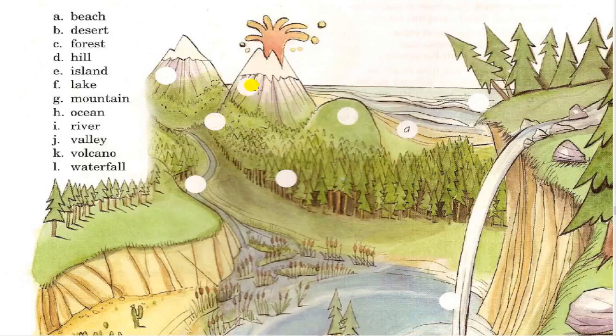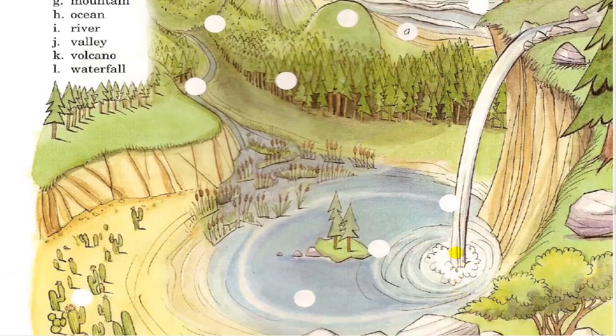K, volcano. A mountain that has a hole on top, and fire, lava, and smoke come out of the mountain. So this is lava, fire, the volcano. L, waterfall. This is waterfalls, like Niagara waterfalls.